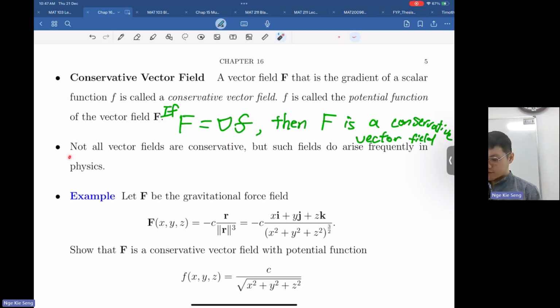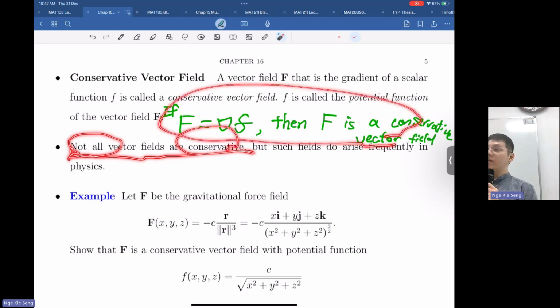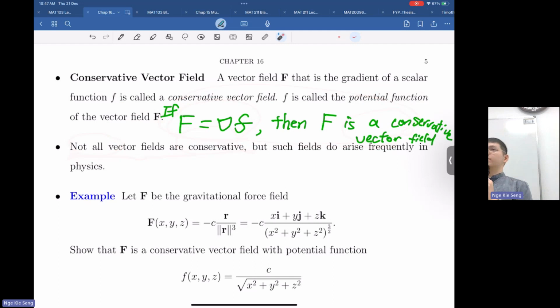So the remark here says that not all vector fields are conservative. Meaning what? Not all. So you need to use the contrapositive of this statement. Not all vector fields are gradient of some scalar field. Make sense? Not all vector fields you can realize as a gradient of some scalar field. Meaning you cannot just take any scalar field and do the partial differentiation to get the vector field.